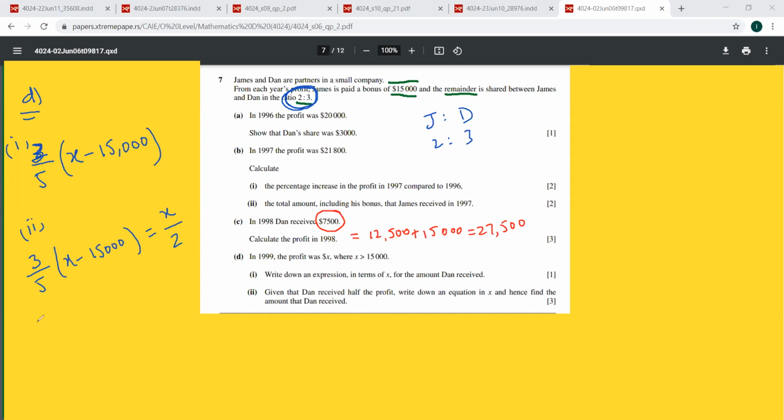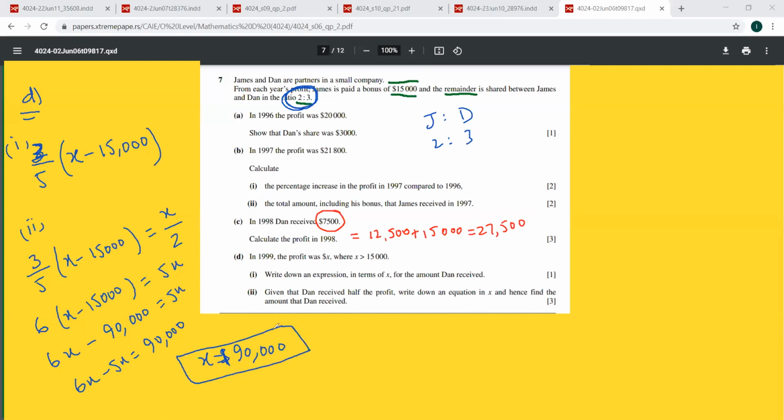I'll be cross multiplying. This will become 6 into x minus 15,000, and that is equal to 5x. So we have 6x minus 90,000, that is equal to 5x. When you solve this equation, you have 6x minus 5x, that is equal to 90,000. So this x, the profit that we have, is going to be 90,000. This is the total profit that year. Okay, so that is it. This ends the question here.